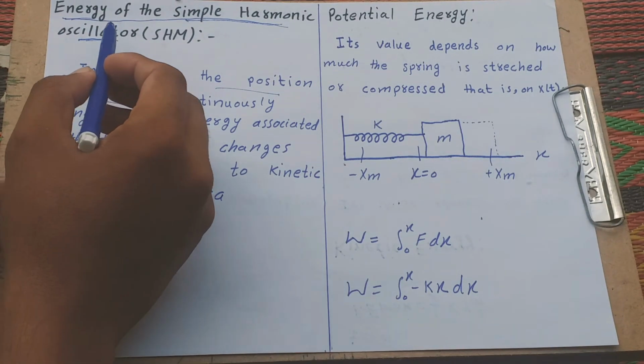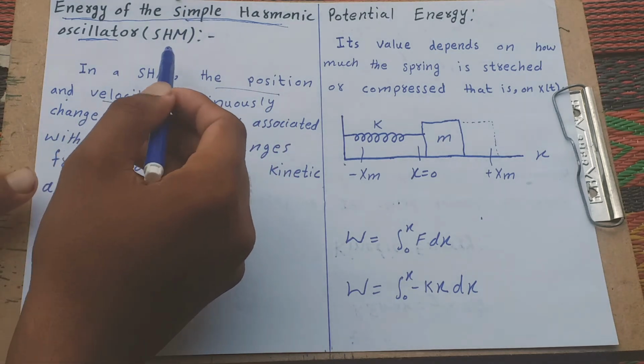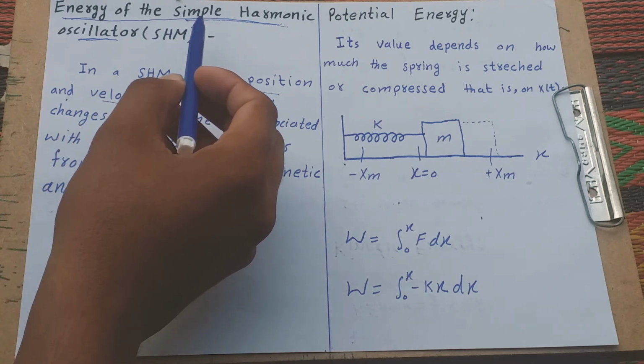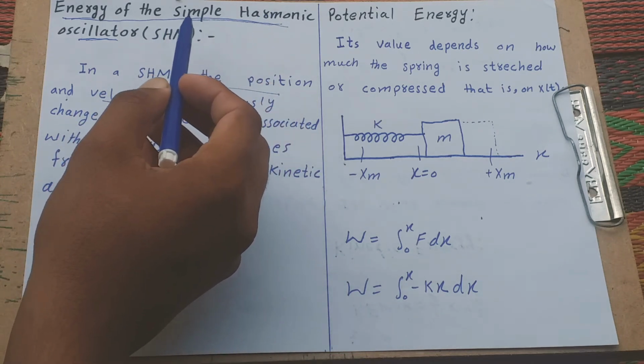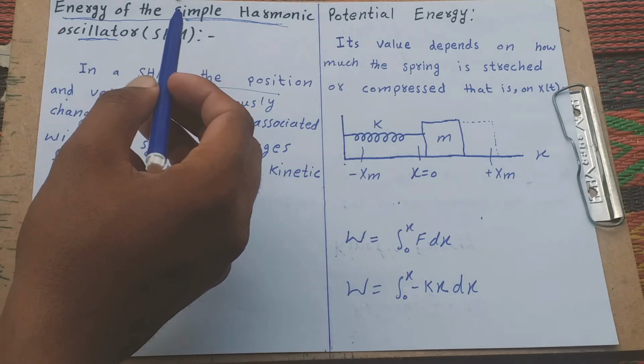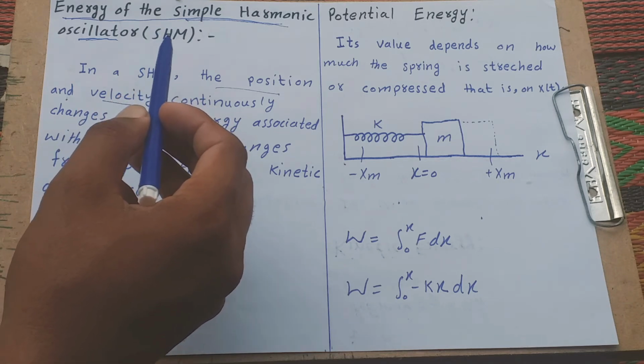Today our topic is energy of the simple harmonic oscillators. What is a simple harmonic oscillator? A simple harmonic oscillator is an oscillator that is neither driven nor damped. We observe what the energy of a simple harmonic oscillator is.